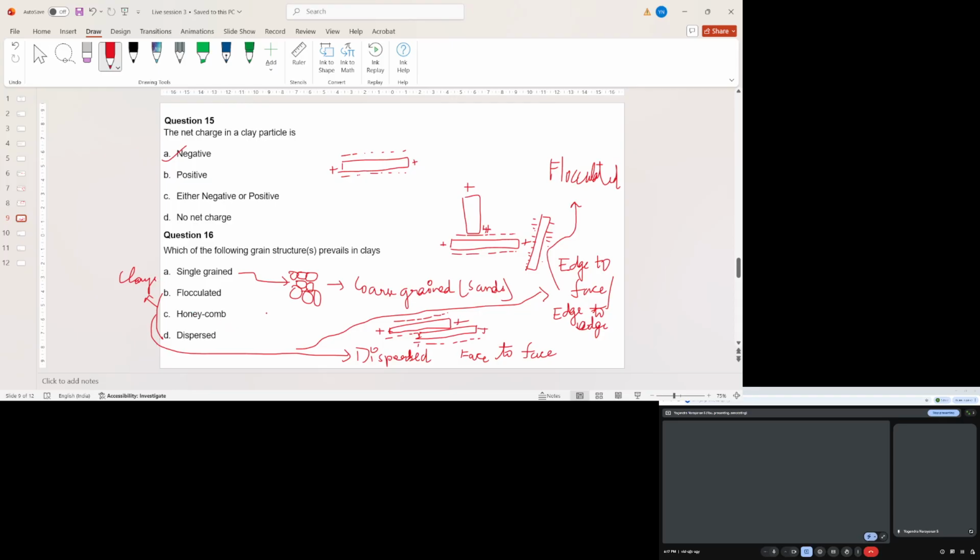And honeycomb structure is a thread of small connections, which is essentially formed in silts. Right. So coming back to the question, which of the following grain structures prevails in clays is flocculated and dispersed. Any doubts?